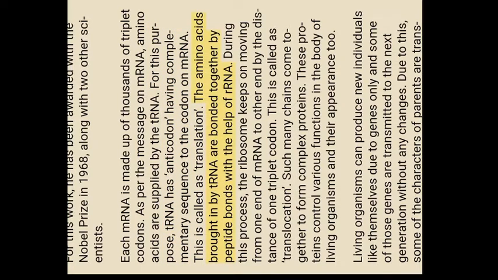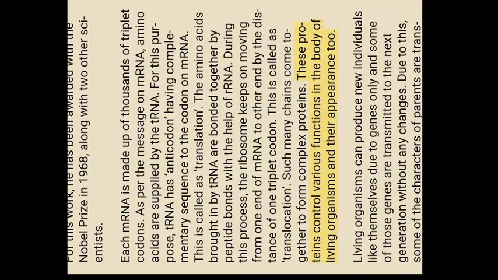The amino acids brought in by tRNA are bonded together by peptide bonds with the help of rRNA. During this process, the ribosome keeps on moving from one end of mRNA to the other end by the distance of one triplet codon. This is called translocation. Many such chains come together to form complex proteins.